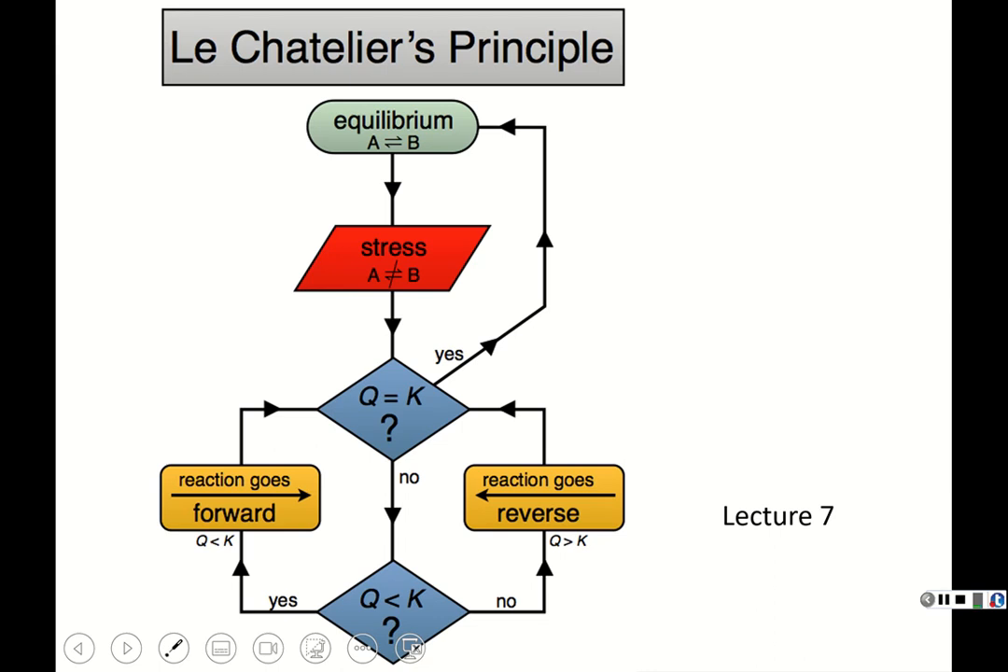Okay, then you compare Q to K. Okay. Do they equal, right? And if they do equal, then, right, that means you're back at equilibrium. Okay. If they're not equal, then you can ask yourself, is Q less than K? Yes. If so, the reaction would go forward. Is Q less than K? No. Q is bigger than K. The reaction would go in reverse. And that happens until Q equals K, in which point you're back to equilibrium. So I think that's a really good overview of equilibrium in general and Le Chatelier's principle.